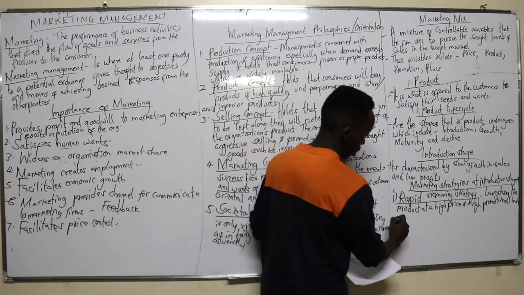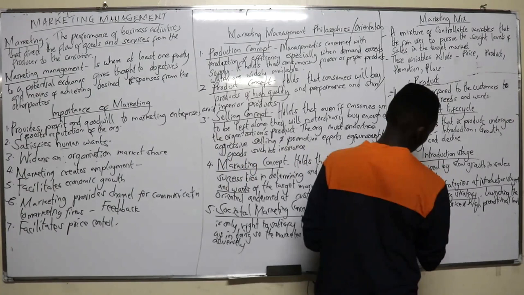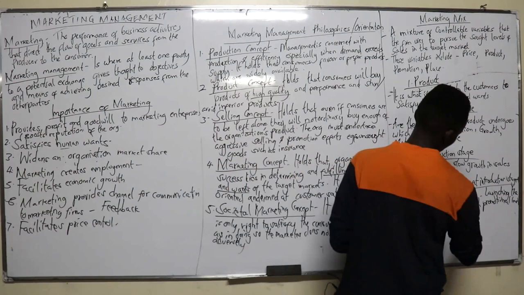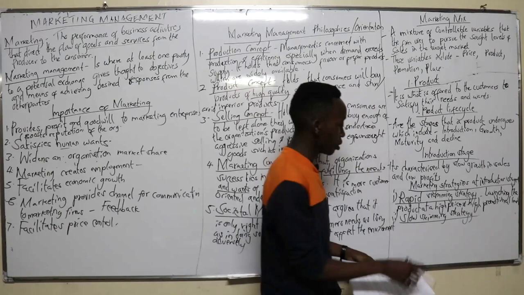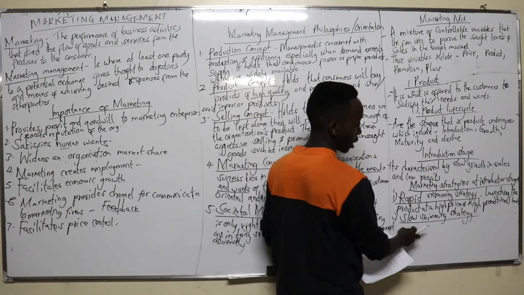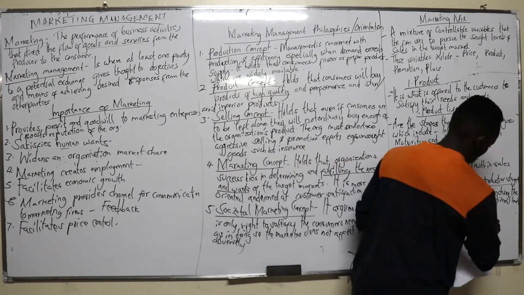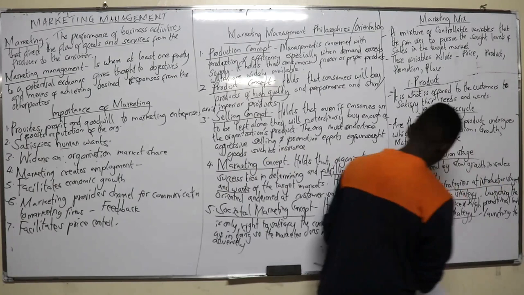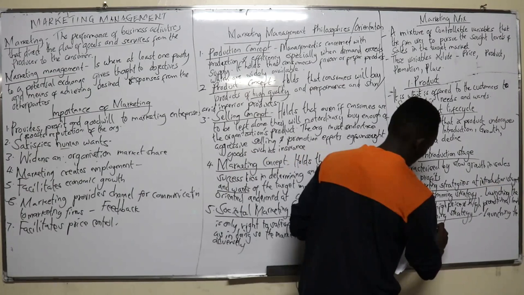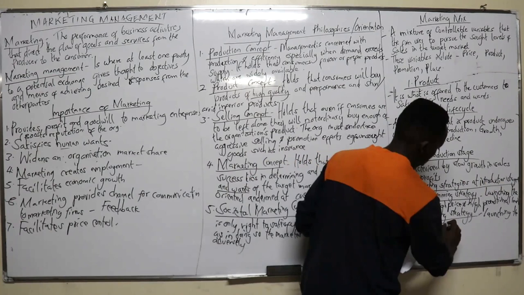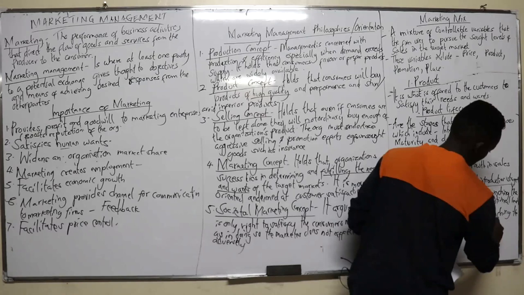Also, number two can be slow skimming strategy, where you introduce the good at a low price, but now you institute high promotional levels. So what this does, it captures the market because of the low price and the extensive promotional levels. So slow skimming, you can say this one is launching the product at a high price. Sorry, this should be high price and a slow promotional level.